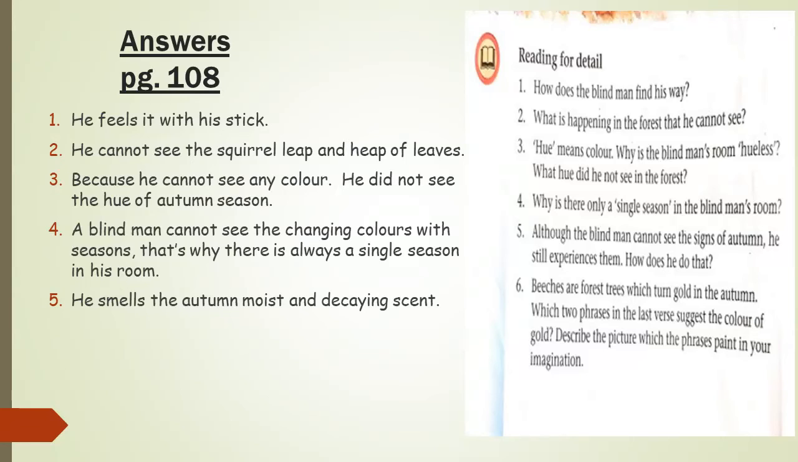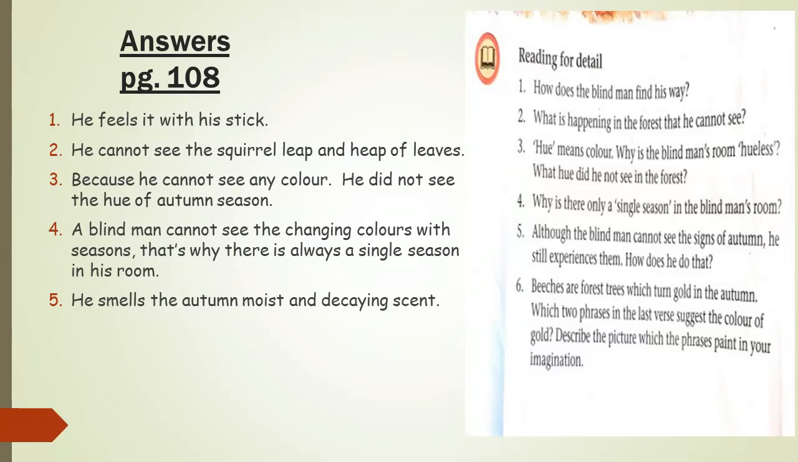Question number 3. Hue means color. Why is the blind man's room hueless? What hue did he not see in the forest? Because he cannot see any color, he did not see the hue of the autumn season.